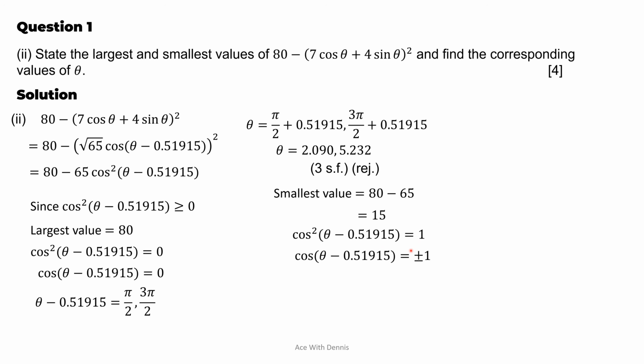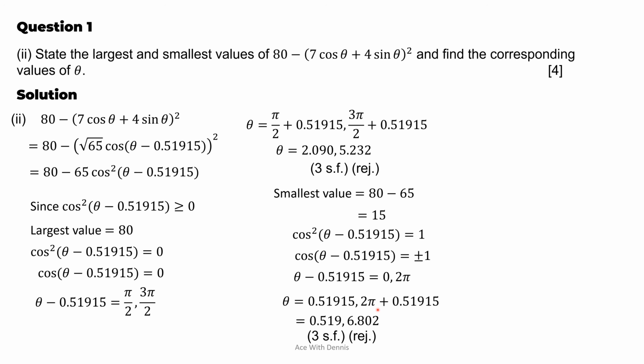Right, now we can start to find the angle. So cosine theta minus 0.51915 can be plus minus 1 because of the square root of 1, right? Plus minus. Then the angle can be 0, can be 2 pi. So theta will be 0.51915 and 2 pi plus 0.51915, which gives us 0.519 and 6.802.